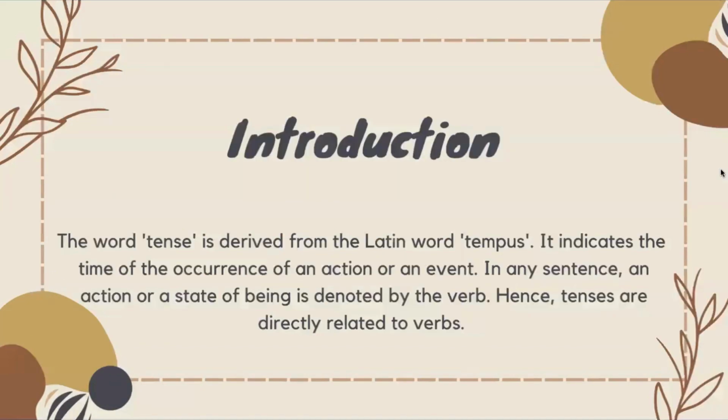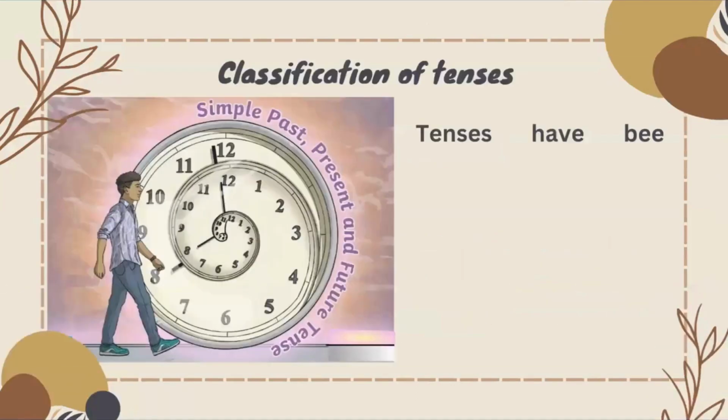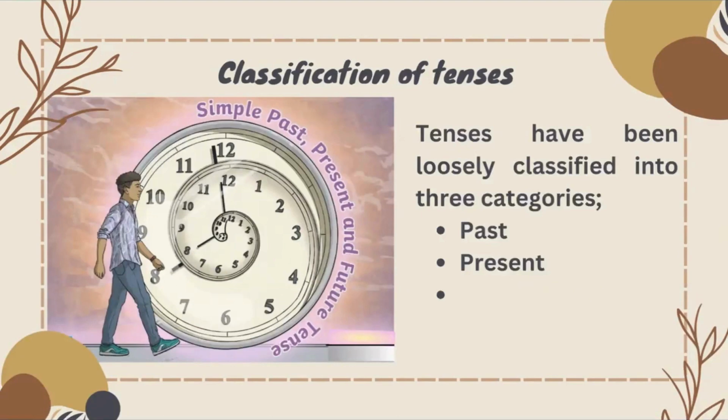Introduction. The word tense is derived from the Latin word tempus. It indicates the time of the occurrence of an action or an event. In any sentence, an action or a state of being is denoted by the verb. Hence, tenses are directly related to verbs. So tenses are further classified into three categories: past, present, and future.